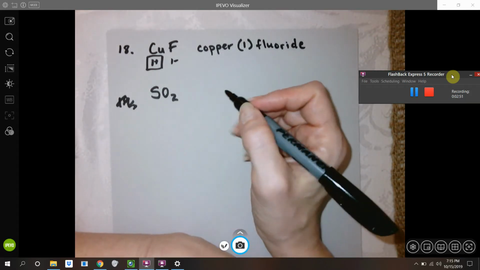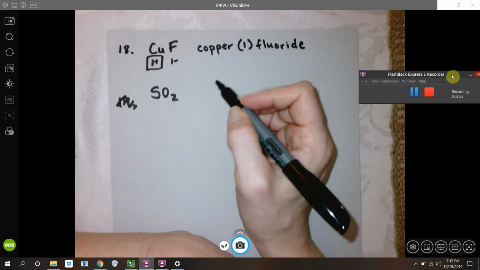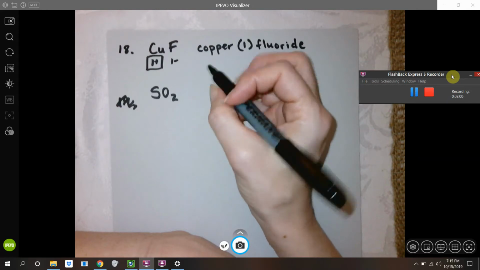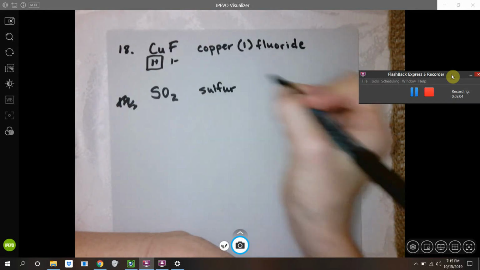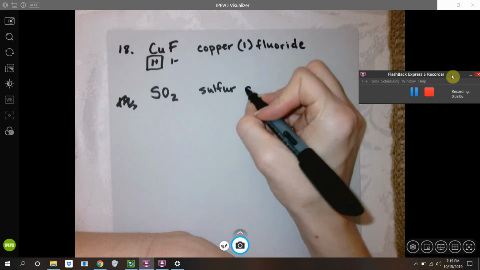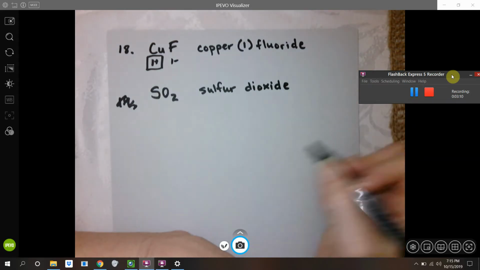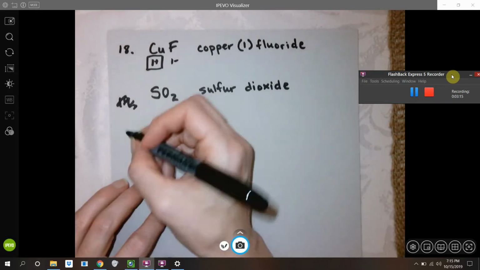Okay, so let's use our covalent naming rules to name this one. There's only 1 sulfur, and because it comes first, it doesn't get a prefix. It doesn't get the mono, it's just sulfur. Sulfur, and there's 2 oxygens, so we'll put di for 2, and oxide, IDE ending. So sulfur dioxide.